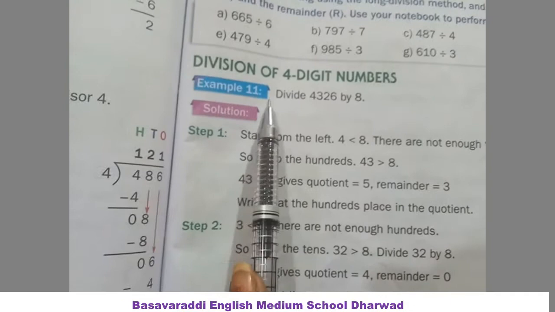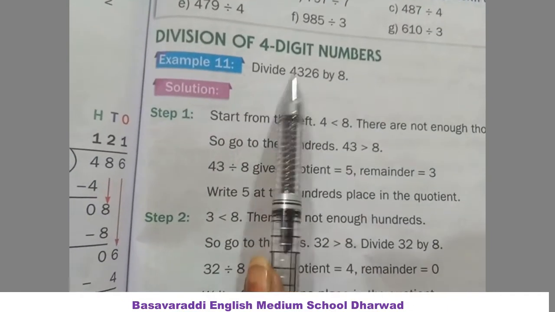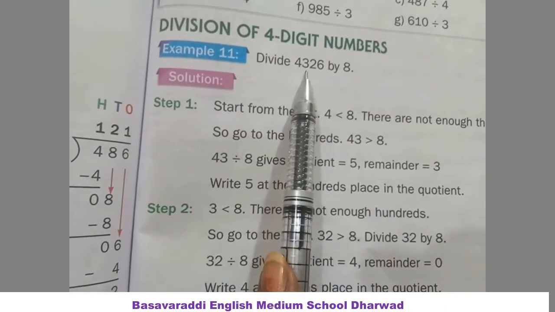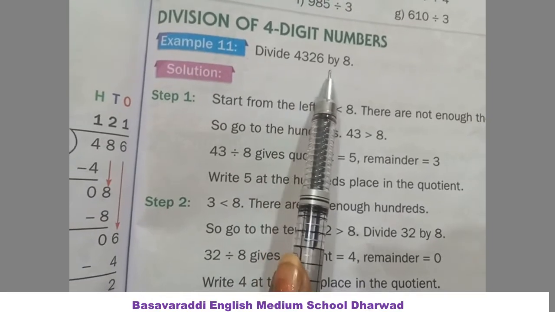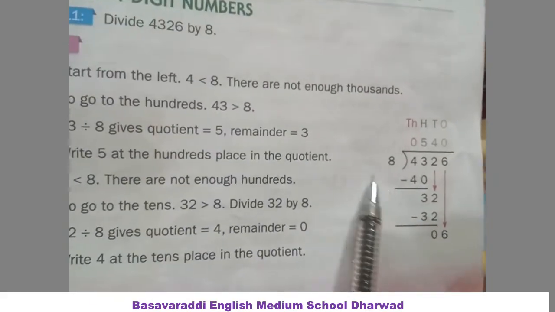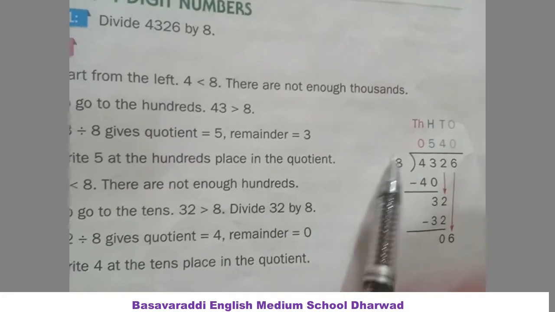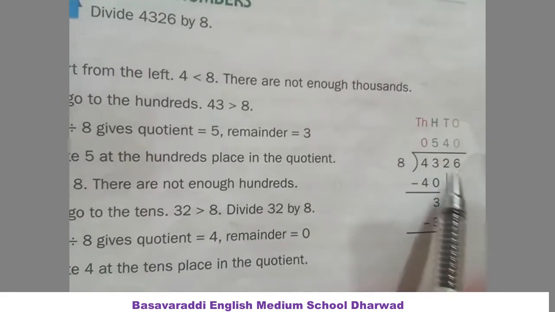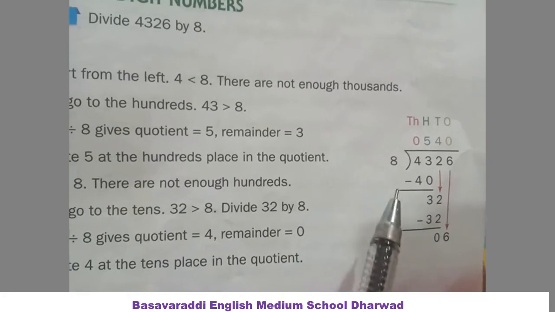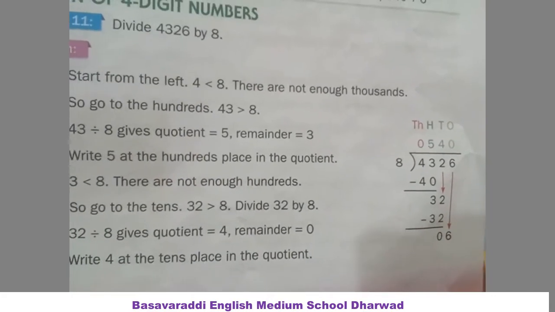So, divisions of 4-digit numbers now. 4326, that is a 4-digit number divided by 8. Now how do we divide this one? 8 is the divisor and 4326 is the dividend. Same as we have done with 3-digit numbers.